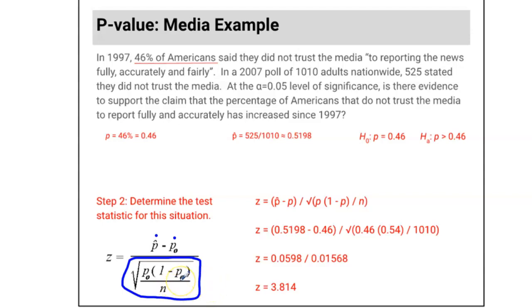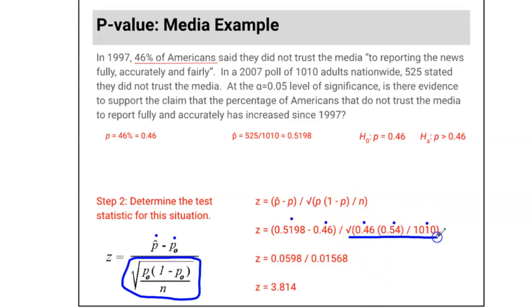It's the same idea as we did before, but we don't have the standard deviation here. We're only given proportions. So when we're working with proportions, this is the formula that we are supposed to use. And this formula will be given to you on your formula sheet. Okay, 0.5198, that's our p hat. 0.46, that's our p. Remember, p is still 0.46. 1 minus p is 0.54. That's 1 minus 0.46. And then we're dividing that by 1,010. We're taking the square root of this whole thing.